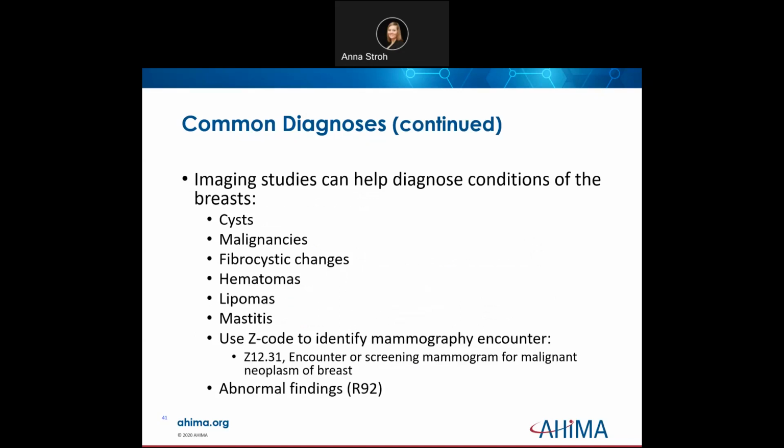Okay, imaging studies can help diagnose conditions of the breast. In this case, it could be a cyst, a malignancy, fibrocystic changes, hematomas, lipomas, mastitis. You could also use a Z code to identify a mammography encounter. So Z12.31, encounter for screening mammogram for malignant neoplasm of breast. And then there's also abnormal findings of the breast, which is in category R92.